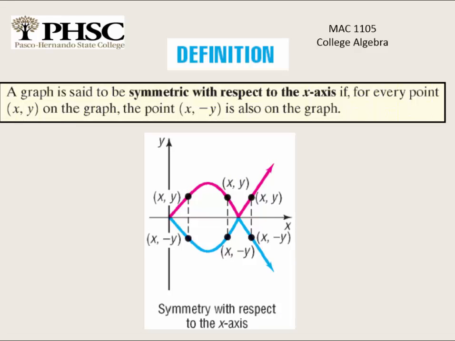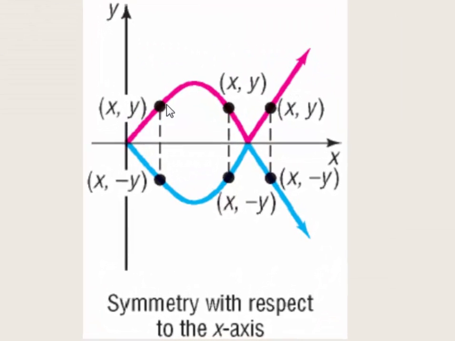The next thing that we're going to talk about is symmetry. So the first thing is symmetric with respect to the x-axis. The way that we know if a graph is symmetric with respect to the x-axis is that if (x, y) is a point on the graph and the point (x, -y) is also on the graph, then it is symmetric with respect to the x-axis. And here you can see (x, y) is on the graph and so is (x, -y), and then also for the third point.